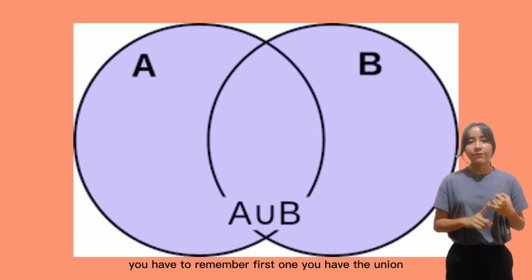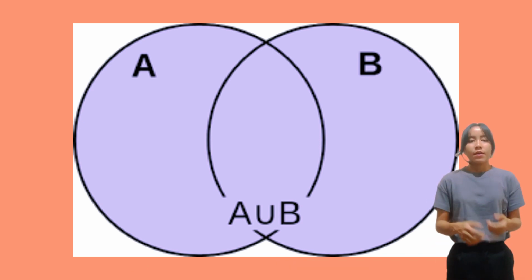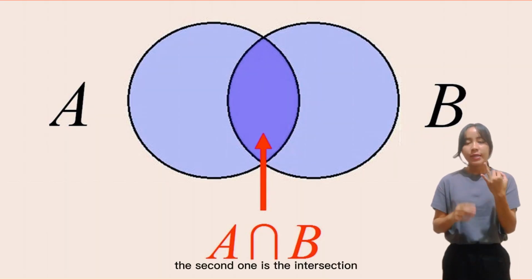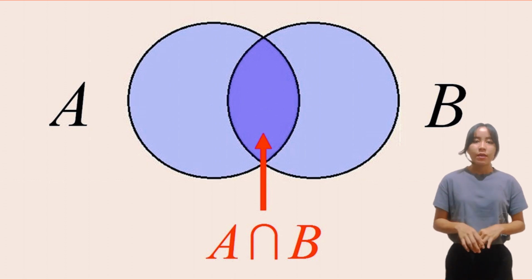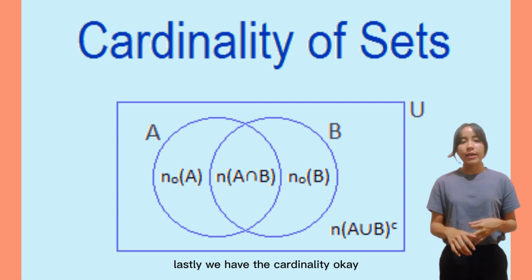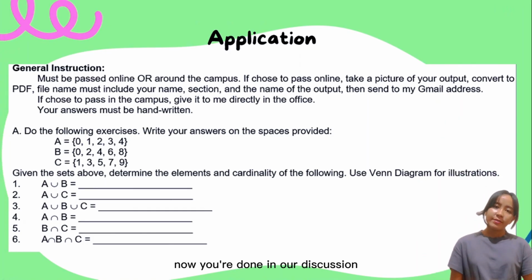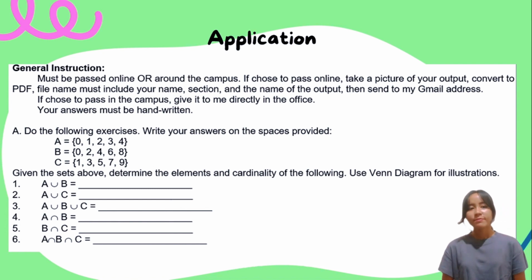So those are the important terms you have to remember. First one, you have the union, which is the combination of the sets. Next, we have the second one, the intersection, which is the common of the sets. So lastly, we have the cardinality. Okay? Now we are done in our discussion.